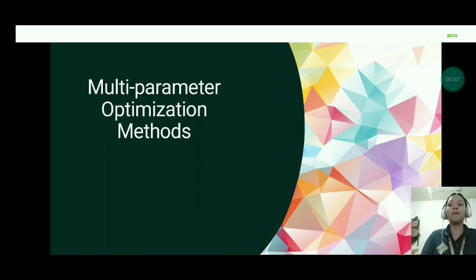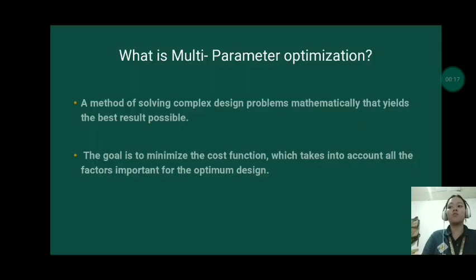So my topic on chapter 5 is the multi-parameter optimization method. Before we tackle the multi-parameter optimization method, we will define what multi-parameter optimization is. Multi-parameter optimization is a method of solving complex design problems mathematically that yields the best results possible.